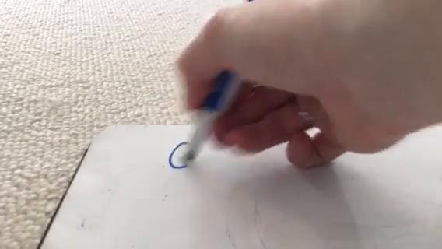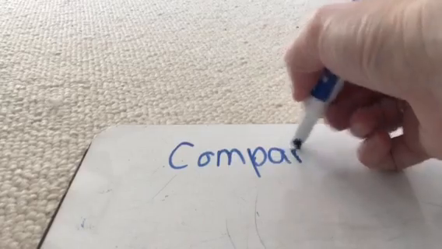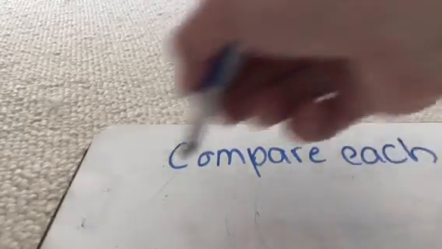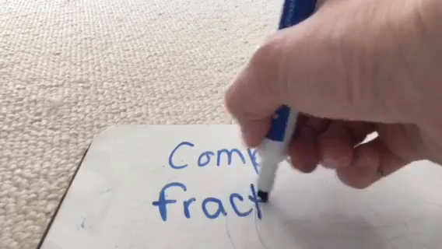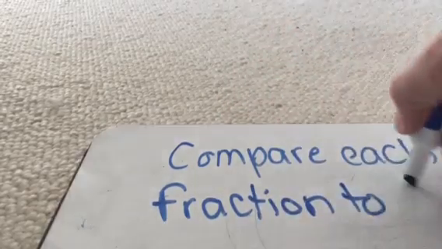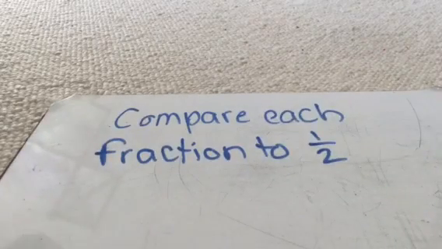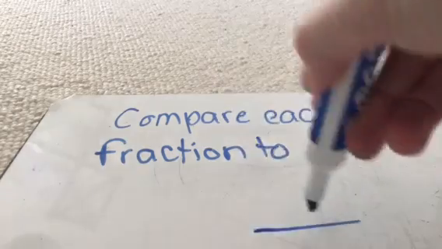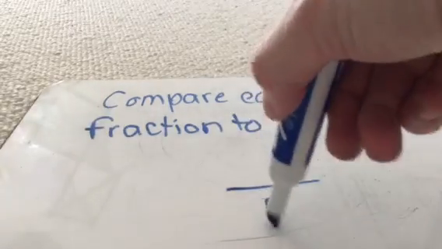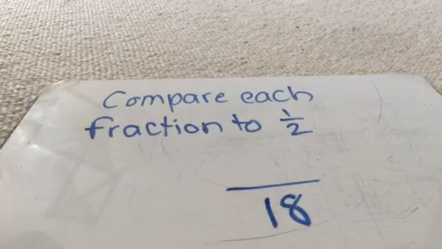So that's the first thing we're going to write down: compare each fraction to 1/2. Thinking about yesterday, this needs to be in your notes. Yesterday we talked about how to decide if a fraction was equal to 1/2, and we did that by looking at the denominator. Let's say the denominator was 18. What's half of 18? Well, half of 18 is 9.